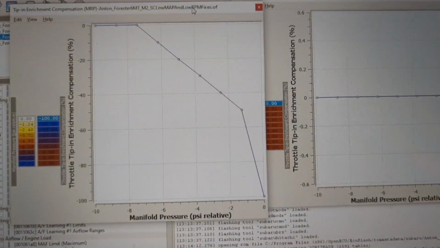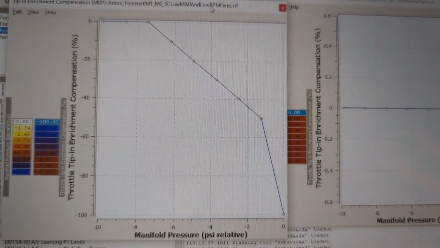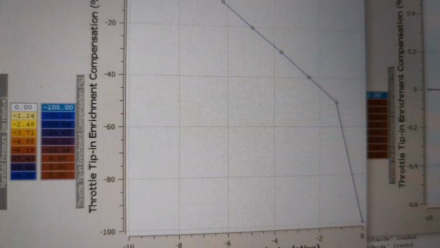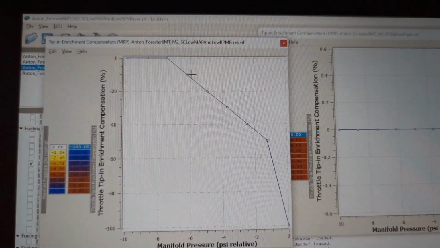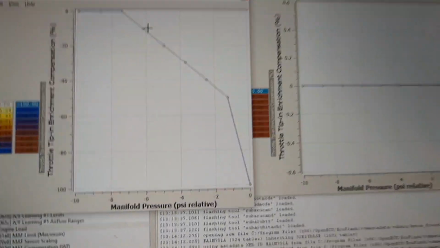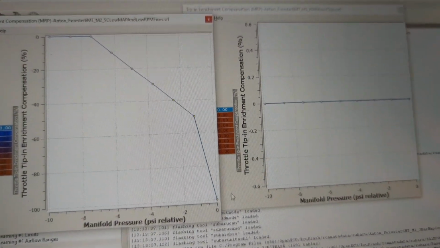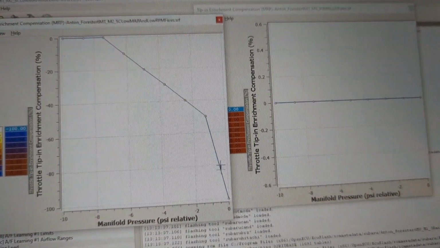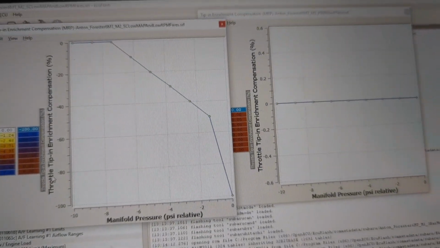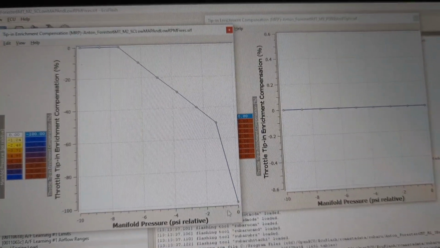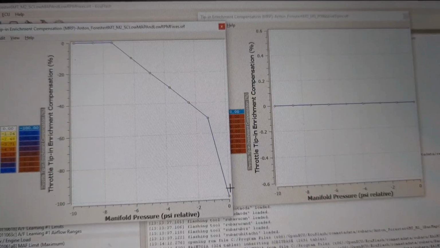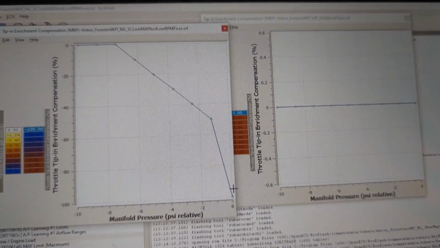Here we see that from negative 10 PSI all the way to negative 7 PSI, there is no alteration to the amount of tip-in given when there's a sudden change in throttle position. But then as we approach 0 PSI, which corresponds to a fully open throttle, the tip-in enrichment compensation drops down to 0. So the car is basically saying, no, I'm not going to inject more fuel for you. We're already at atmospheric pressure in the intake manifold.